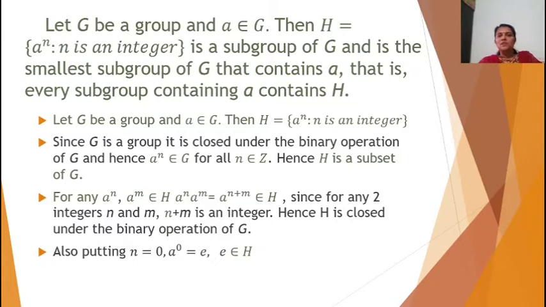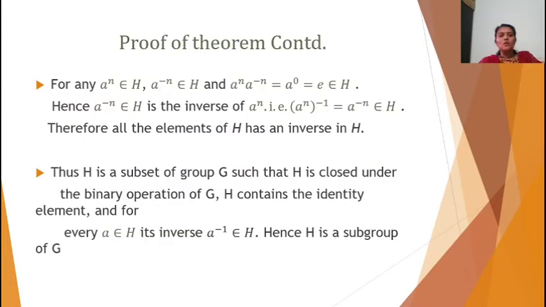Now we have to show that the identity element exists. For that, put n equal to 0. So a raised to 0 equals e, and e is an element of H. Now for any a raised to n in H, a raised to minus n is also an element of H. So a raised to n times a raised to minus n is equal to a raised to 0, which is equal to e, an element of H. Hence a raised to minus n is the inverse of a raised to n. That is, the inverse of a raised to n is a raised to minus n, an element of H. Therefore all elements of H have an inverse in H.